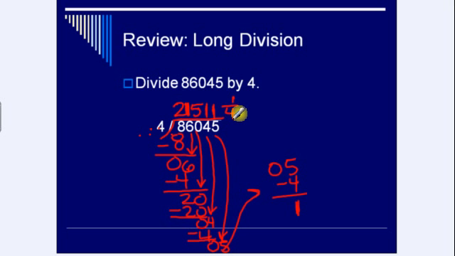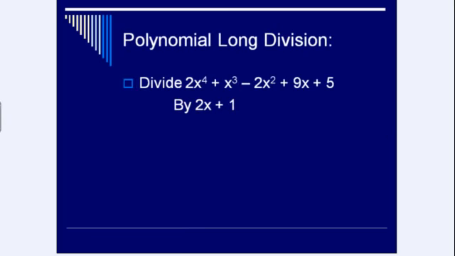Now, the same process of divide, multiply, subtract, bring down the next number, divide, multiply, subtract, bring down the next number, that process is going to be the same as what we do with dividing polynomials. So if I want to divide 2x to the 4th plus x cubed minus 2x squared plus 9x plus 5 by 2x plus 1, I'm going to set it up using long division.